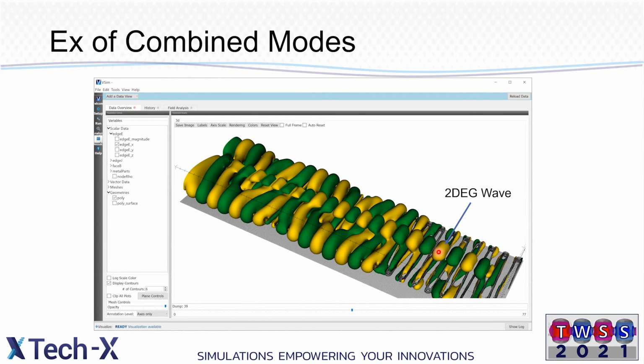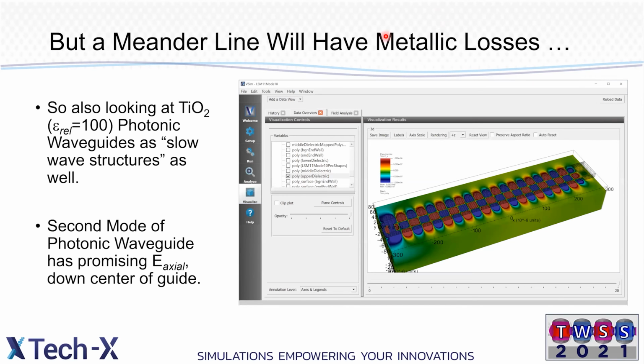But you get a good view of the 2DEG, where it's sitting and what its width is compared to this V-shaped meander line underneath of it. Of course, a meander line is metal. It'll have metallic losses, and metallic losses at terahertz are usually very significant.